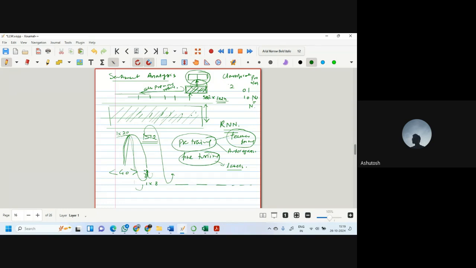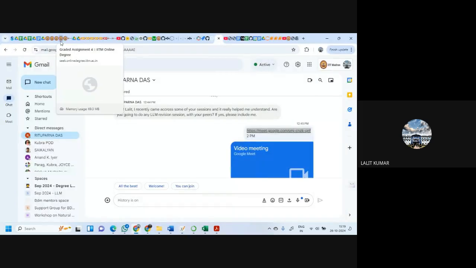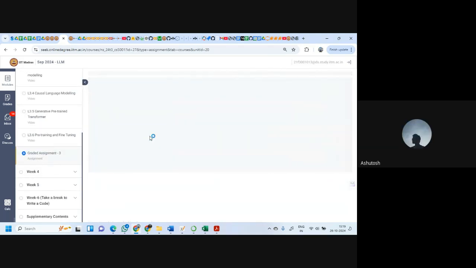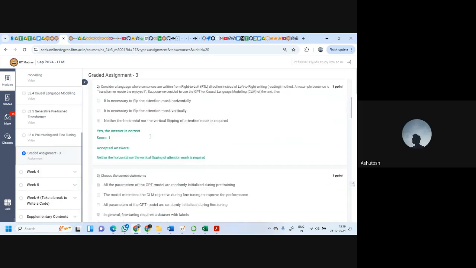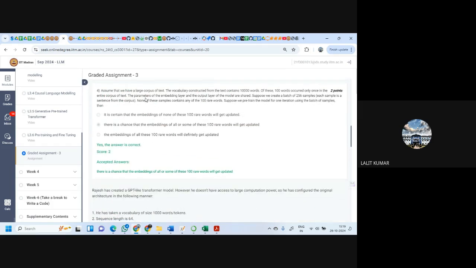Like there was a question in week 3. That's why I'm asking this. Week 3, question 4: choose the correct statement. All the parameters of the GPT model are randomly initialized. Assume that we have a large corpus of text. The vocabulary constructed from the text contains 10,000 words. Okay, this is a different thing. The question which you have asked is different.